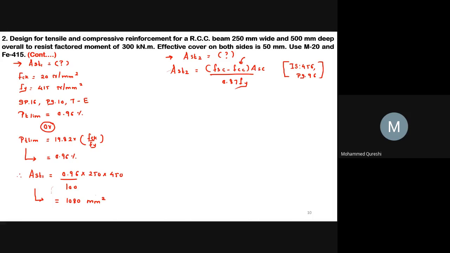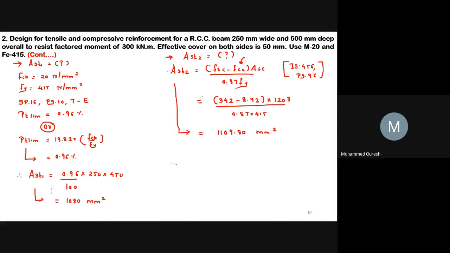So, after putting all the values in the above equation, we will get (342 minus 8.92) into 1203 upon 0.87 into Fy as 415. So we will get the value of AST2 as 1109.80 mm square.